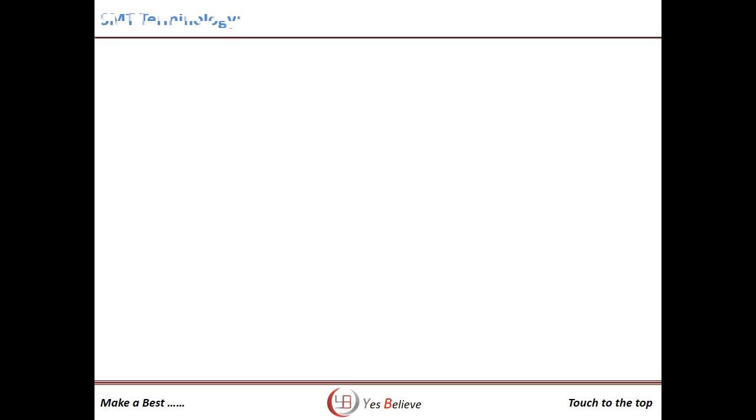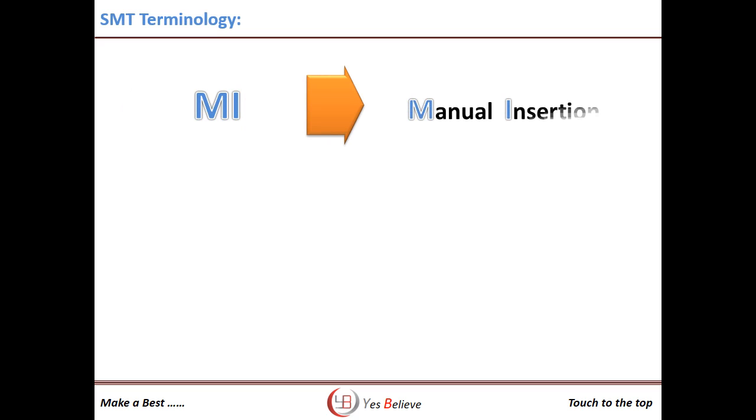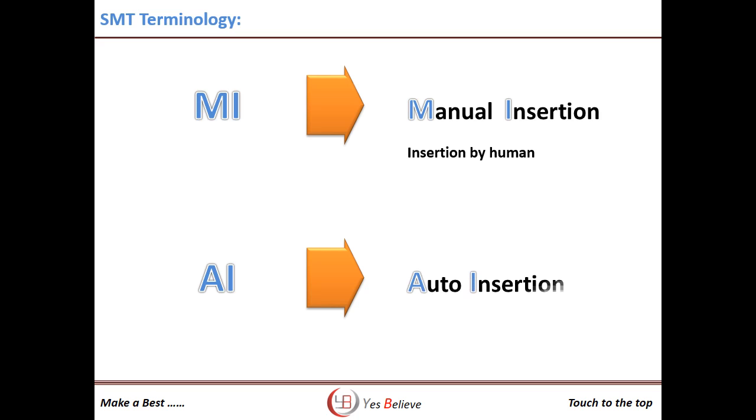The through-hole technique has two manufacturing methods. One is called MI, that is manual insertion. Here the leaded components are inserted in the PCB by human hand. The other is AI, that is auto insertion process. Here the component leads are inserted into the PCB holes by a machine.